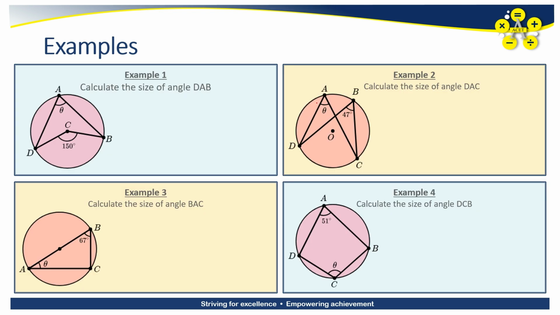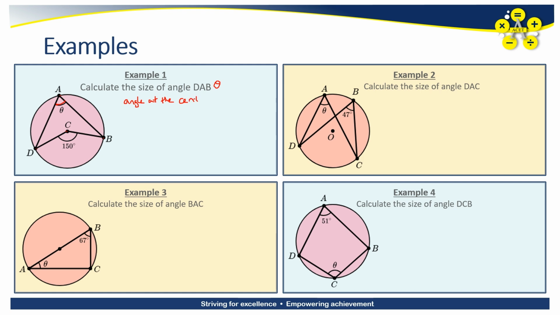Okay, so we've got 4 different examples to work through. So here, I want to calculate the size of angle DAB. So DAB means we're looking to calculate theta. Notice what we've got here. We've got 2 points on the circumference that are meeting in the centre, but then also join up at the circumference as well. So what this is lending to is the angle at the centre theorem.